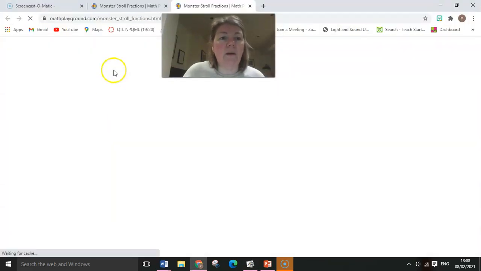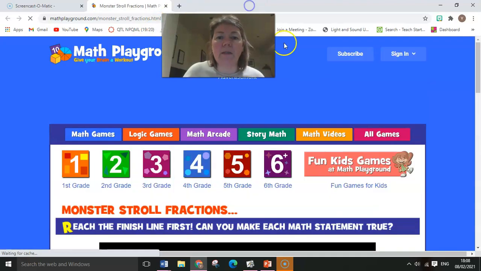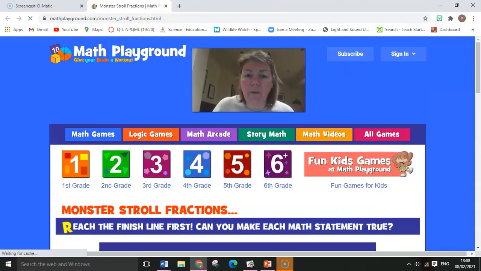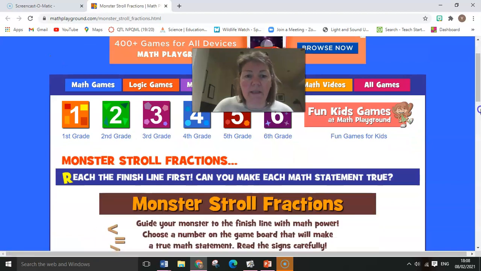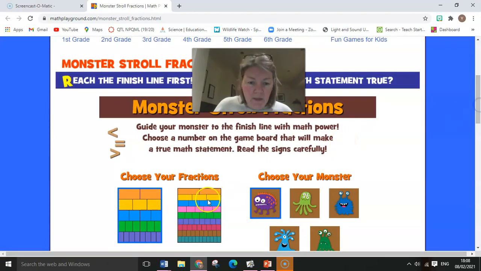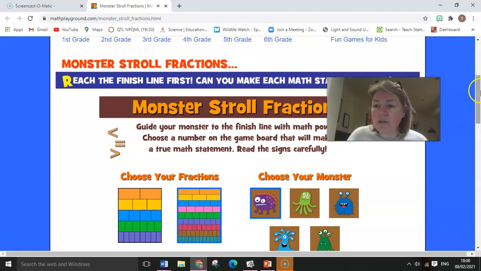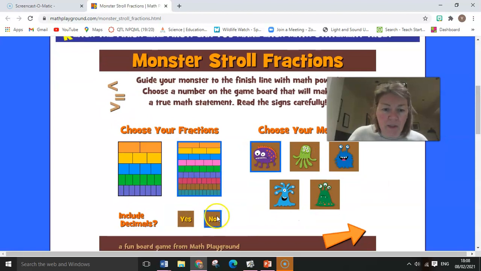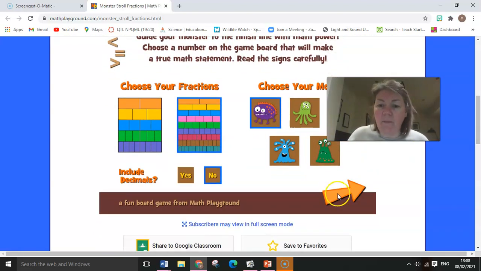So I'm going to click on the link and hopefully it will take us to the website. Here we go. Ooh, loaded it up twice. So here we are on the website. If I scroll down here, you can see, here's the game. So I'm going to choose this fraction wall, and I'm going to make sure no decimals is selected. And then I'm going to choose a monster. Oh, I quite like the look of this one. And then I'm going to have a go at playing the game.